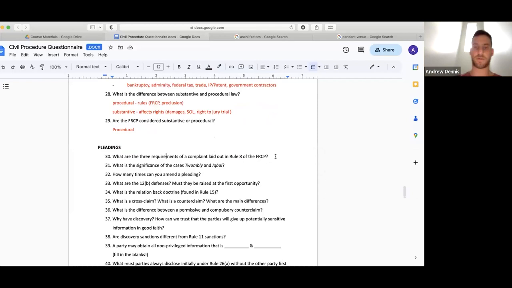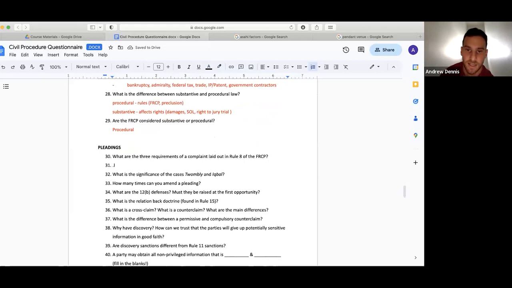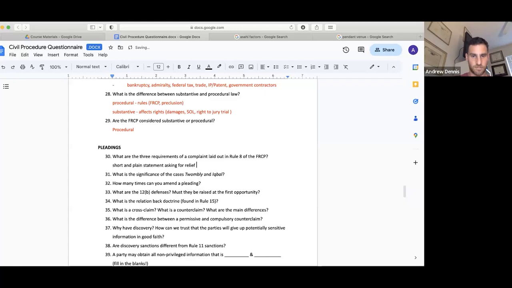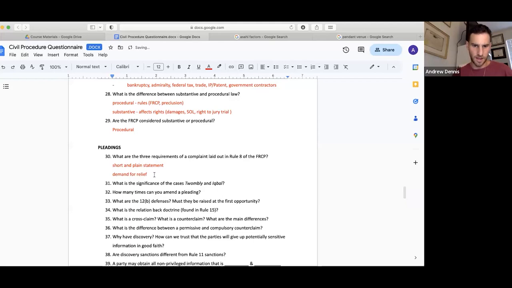So our good friends Twombly and Iqbal. What are the three requirements of a complaint laid out in Rule 8 of the FRCP? Short and plain statement of relief. Yep, that's one. Short and plain statement asking for relief. What else? That might actually be two, because it's a short and plain statement of the claim, the facts, and then also asking for relief. Yeah, demand for relief. Okay.